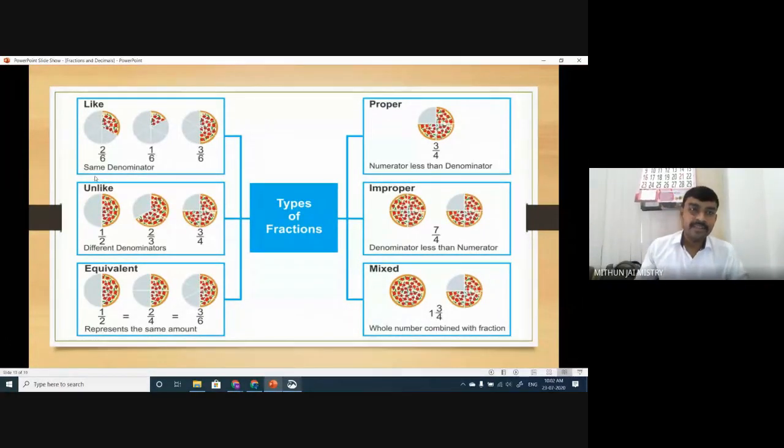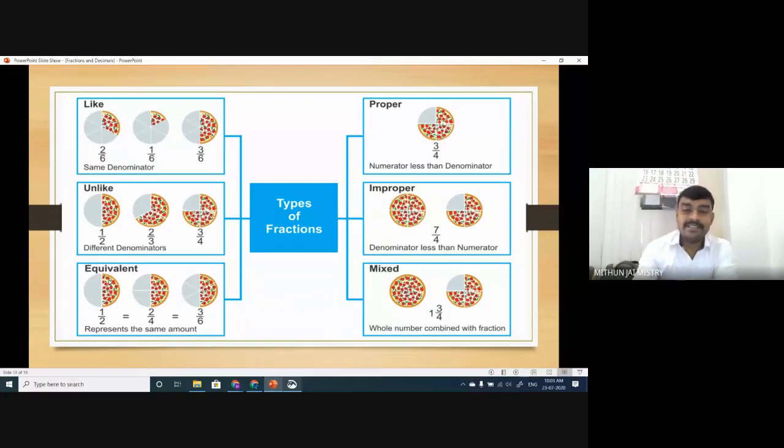Don't worry. Then just now we have seen like fractions. Fractions having the same denominator are called like fractions. Fractions having different denominators are called unlike fractions. And fractions which represent the same amount, or fractions whose simplest form is the same, are called equivalent fractions. So that was types of fractions. Now we are moving ahead.